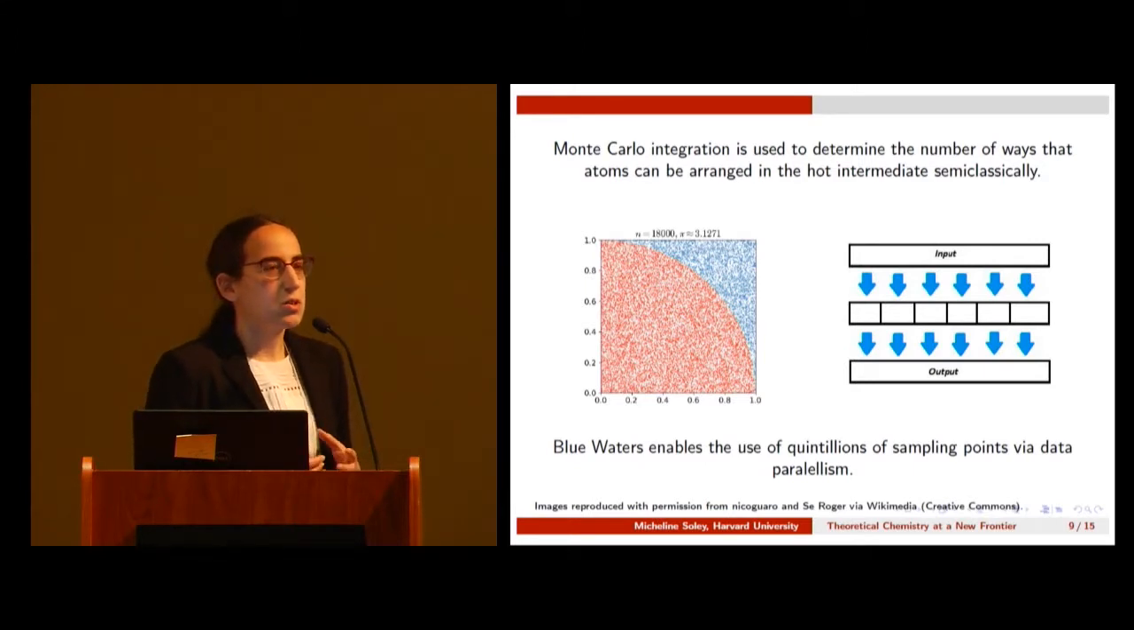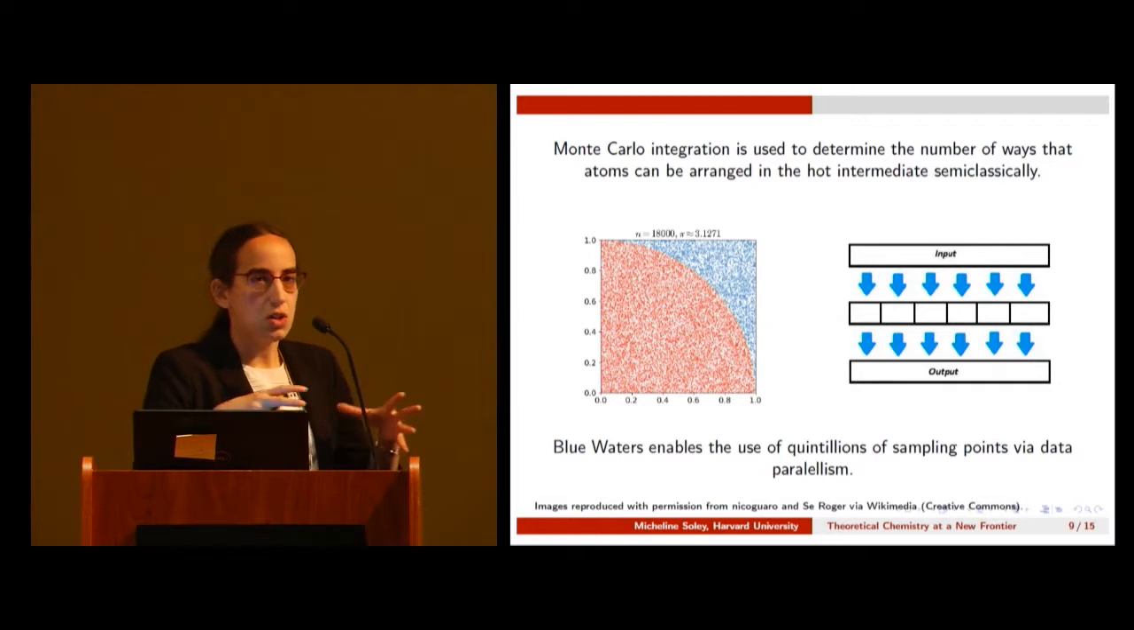And the way that we reduce the cost of this is through Monte Carlo integration. So what we do is we sample the different configurations of the atoms, and then we decide whether those configurations of atoms are allowed at a given temperature. And so we take the ratio of the ones that are allowed to the total amount of space sampled in order to get a sense of how many different configurations are possible in Monte Carlo integration.